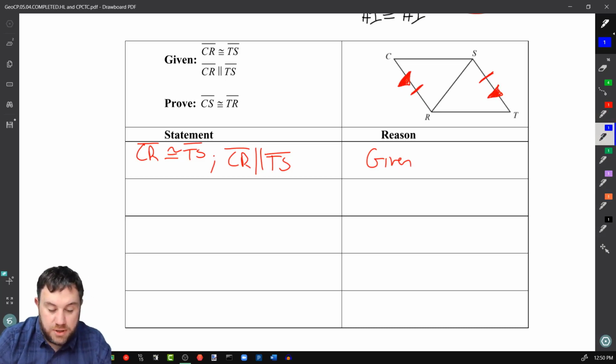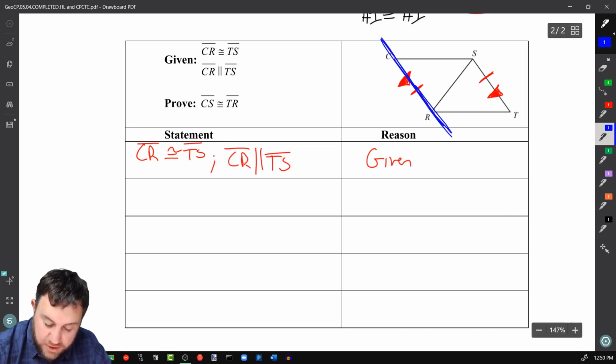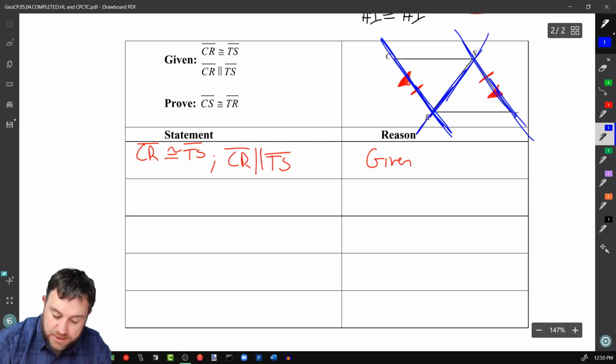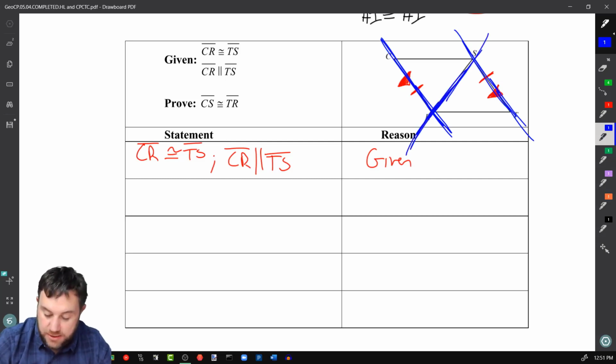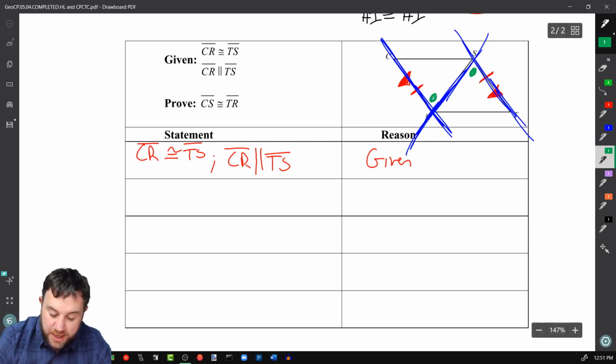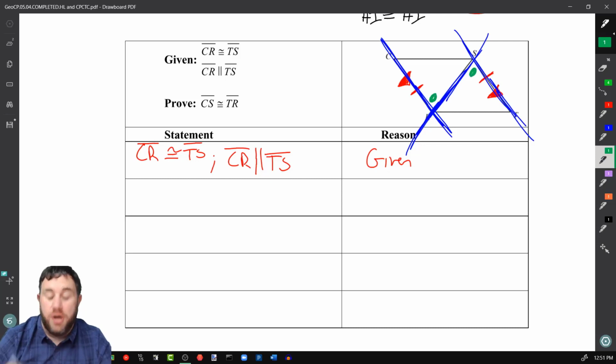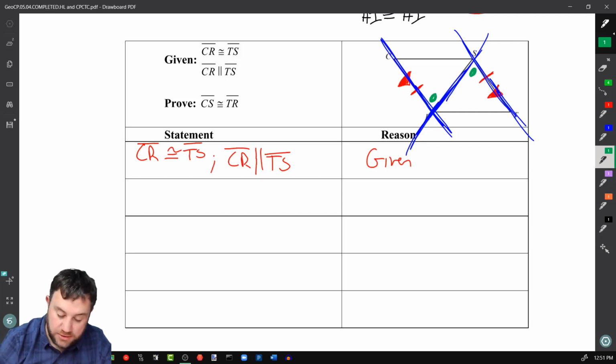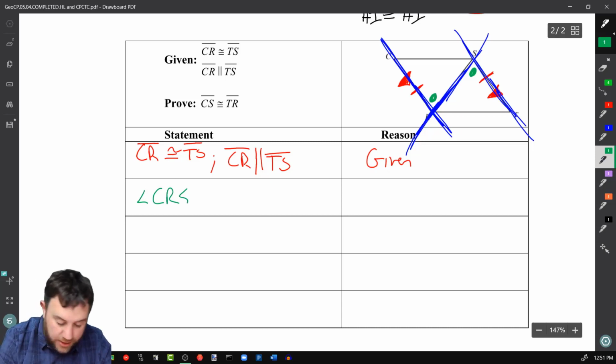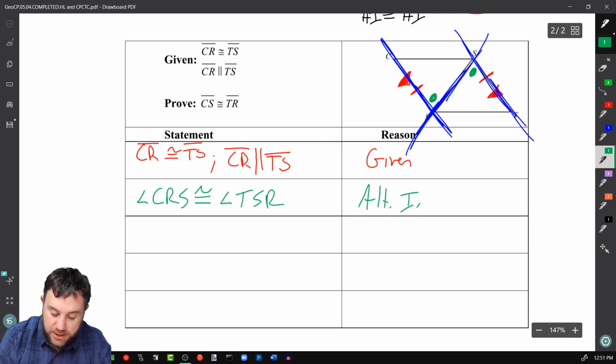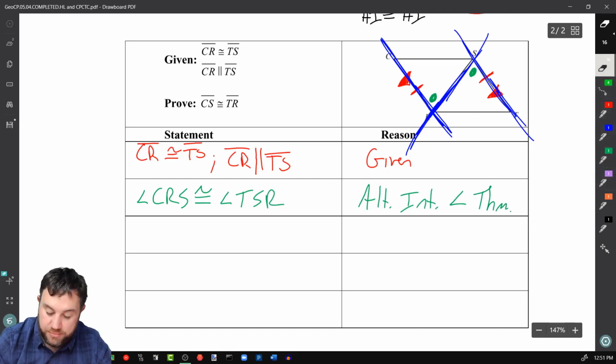Now, to use our parallel part, let's, like we've done before, extend these and extend that diagonal just so we can see the parallel lines a little bit better. So now that we've got those extended, let's look at these two angles. We know they are congruent because they're alternate interior angles. So that's angle CRS and angle TSR. And again, those are alternate interior angles. So we use the alternate interior angle theorem.